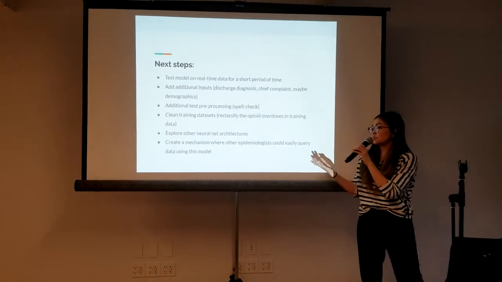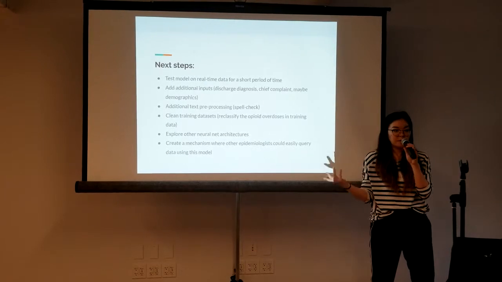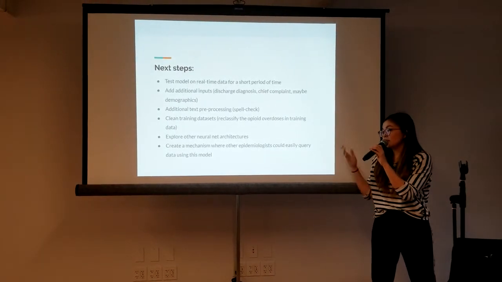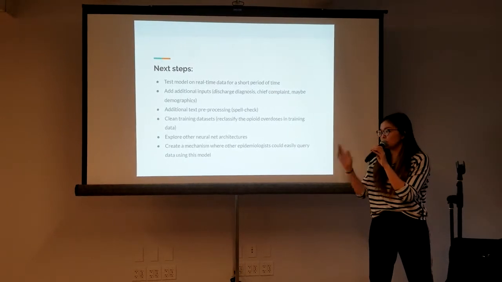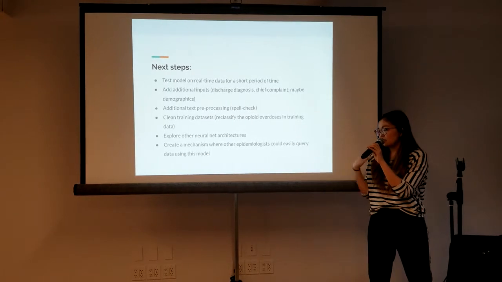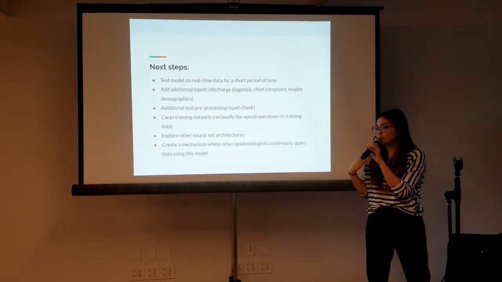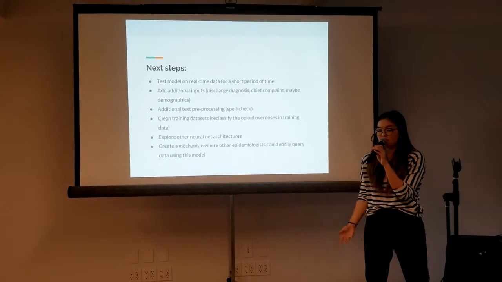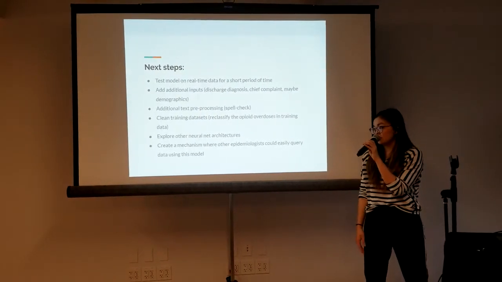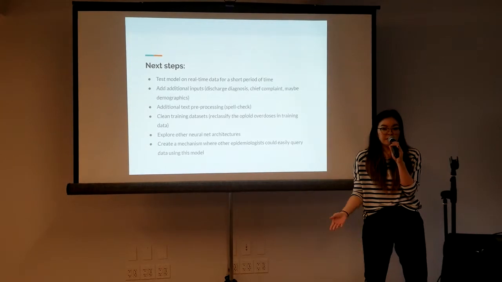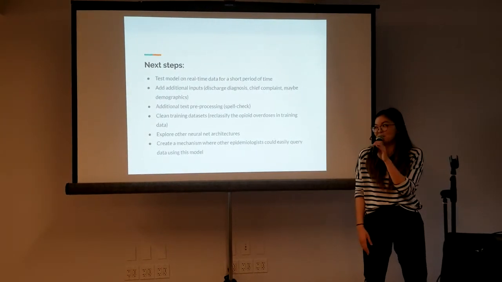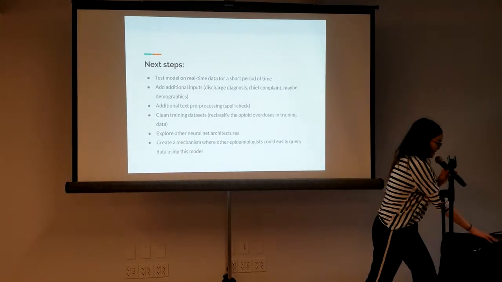I would like to explore other neural net architectures like bidirectional RNNs, multi-layer RNNs, and I know that people are using convolutional neural nets for text classification as well. And my eventual goal is to create a mechanism, maybe an API or an app, where other epidemiologists could easily query the data using this model. If anybody has any advice about how to do this, because I have no idea, I would love to talk to you. And that is it.